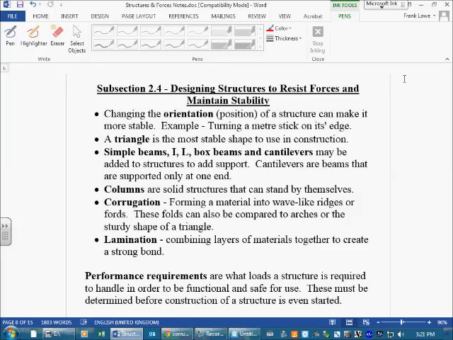We're going to look at different types of beams. We're not going to spend much time on that though. Columns, I think everybody knows what that is. Corrugation, not just cardboard, and lamination, not just paper. And then we'll end off with another piece of vocabulary here called performance requirements, which is fairly self-explanatory.